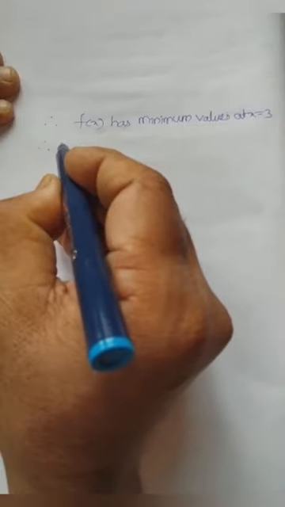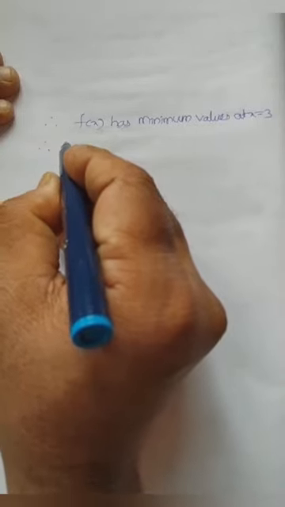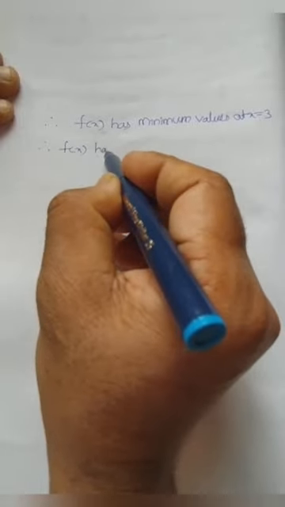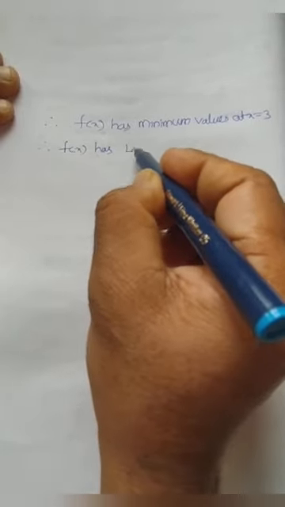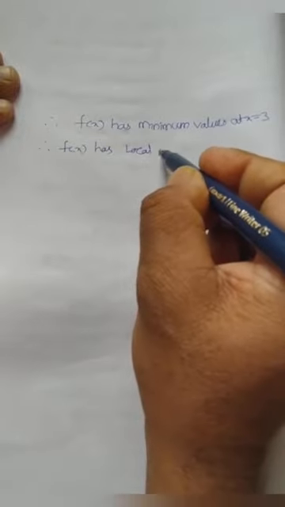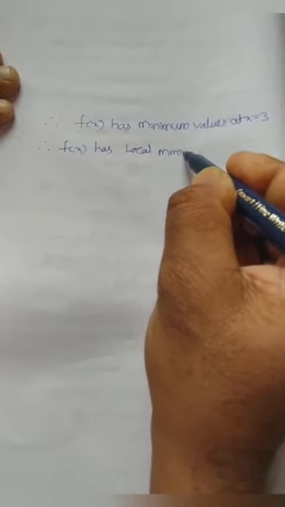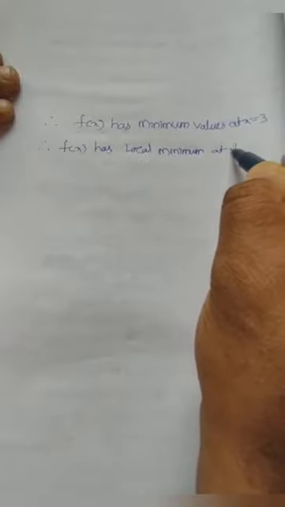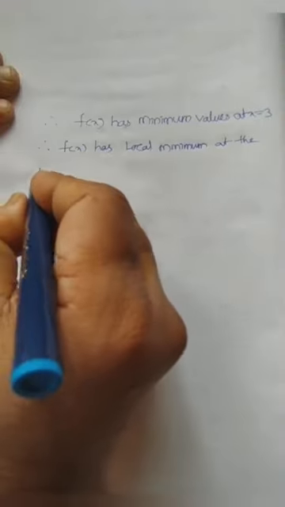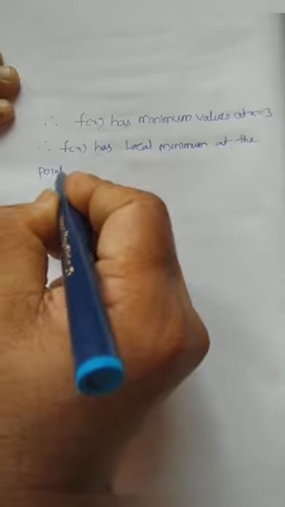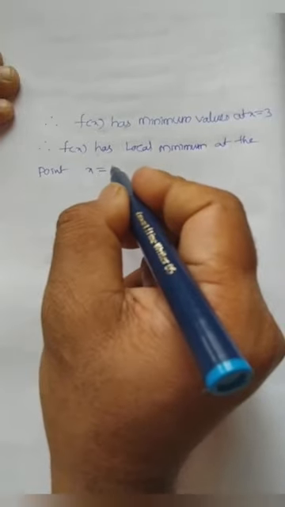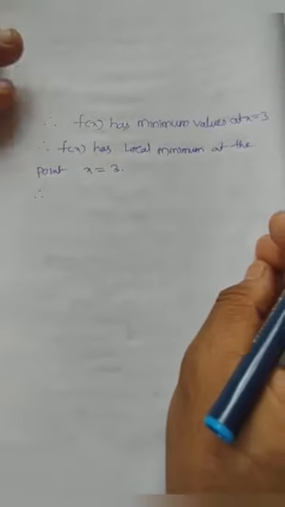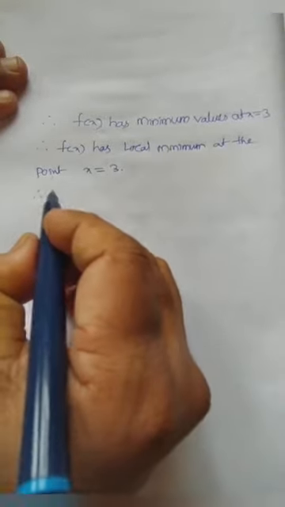and therefore f of x has a local minimum at the point x is equal to 3, and we are going to find the value of local minimum.